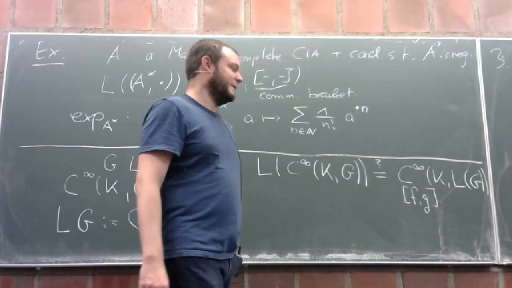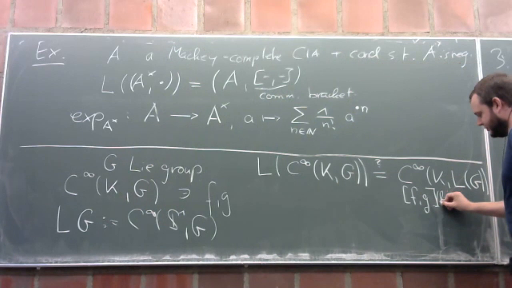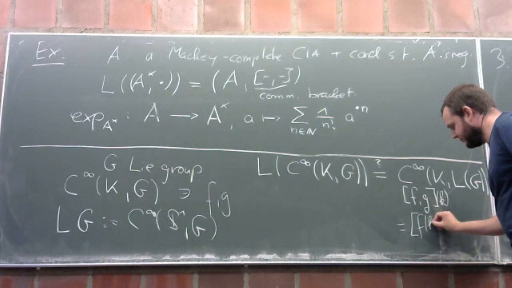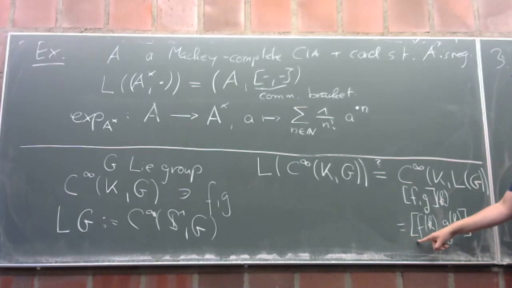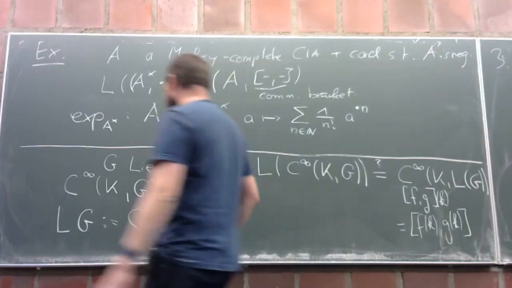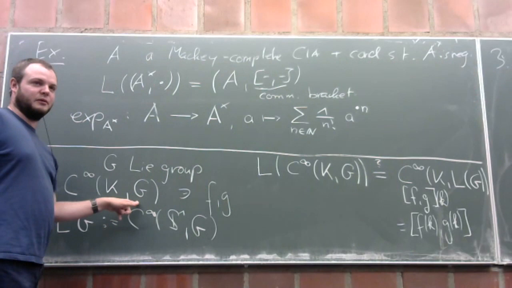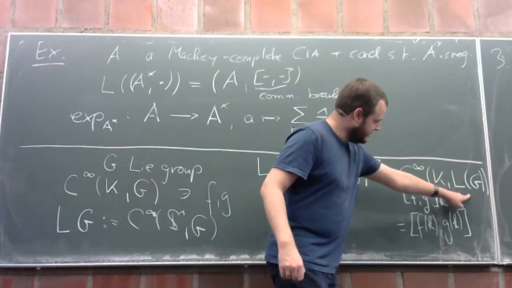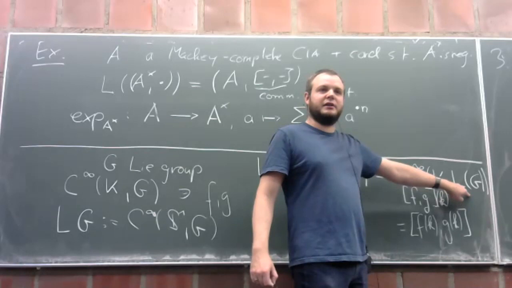Bracket? Ah, yes. It will turn out that if I evaluate this in a point k, it will again be the pointwise bracket. So this could be the bracket of f of k and g of k, taken in the Lie algebra, and this is fittingly enough called a current algebra. Well, okay, we see where this is coming from. So we have the current group, given by pointwise multiplication of smooth functions, and the smooth functions with the Lie bracket given by the pointwise Lie bracket will turn out to be the Lie algebra associated to the current group.